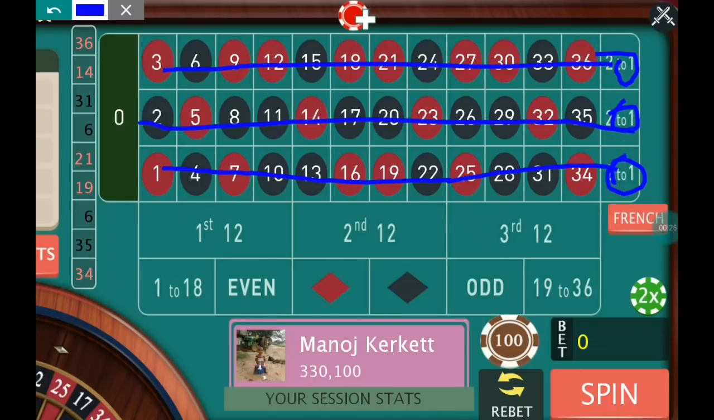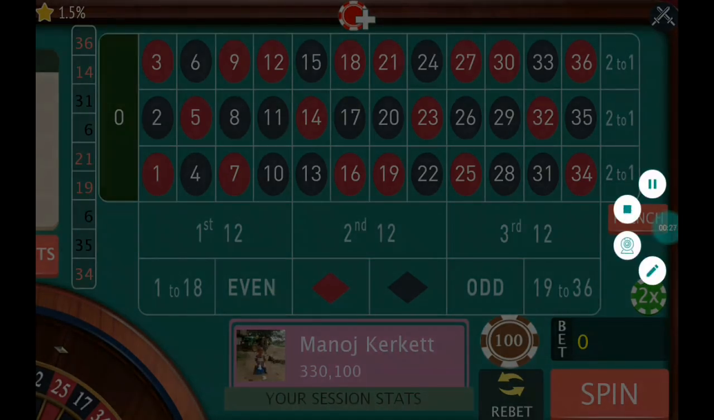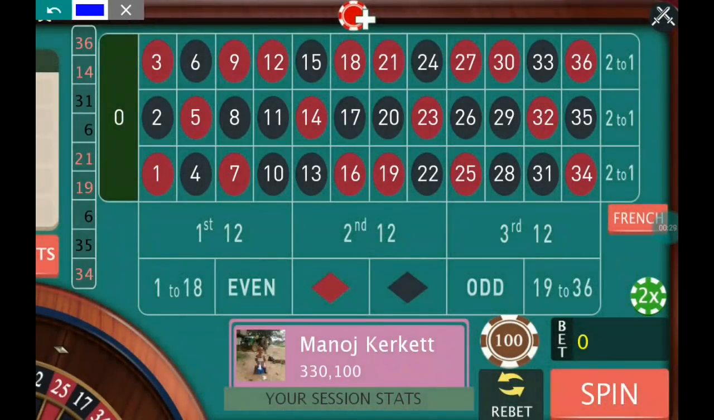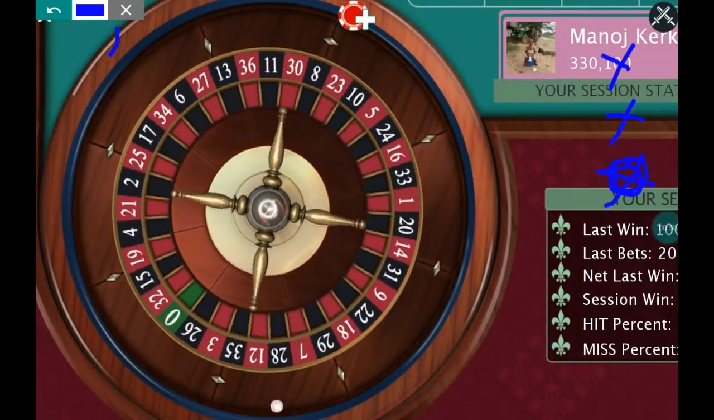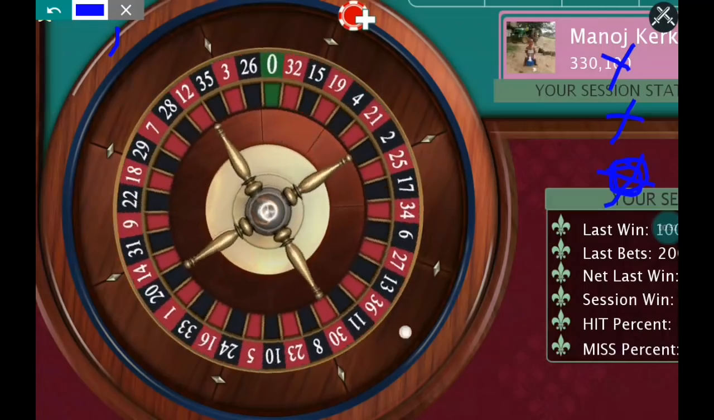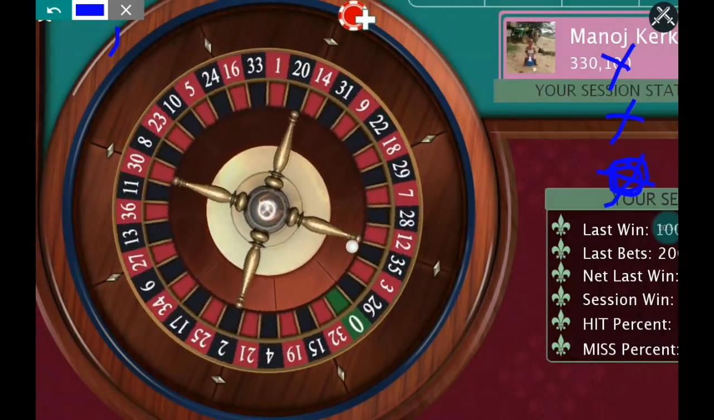So what are the strategies and how can we maximize our profit? For this, I only put one bet in any column. So which column will I select for my bet? That doesn't matter. I can choose this column or this column or this column. I will put it randomly on any column, or you can choose the column according to the last number. Most people select the column from the last number.